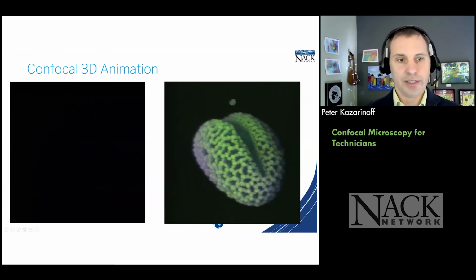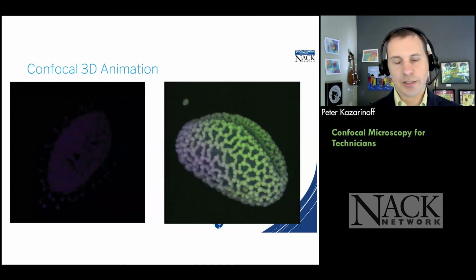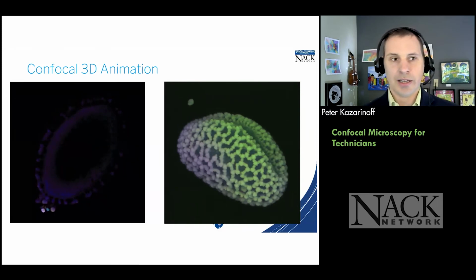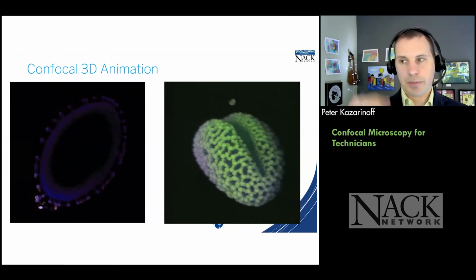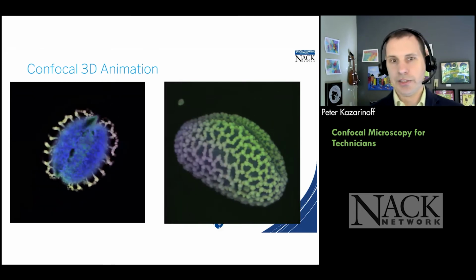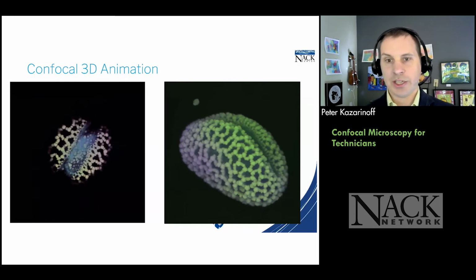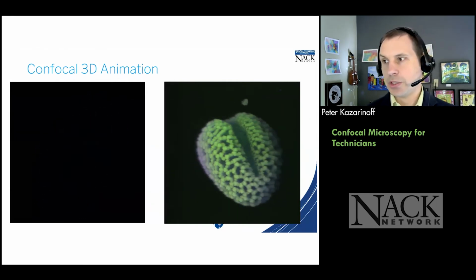These two images were generated from some pollen. On the left-hand side, this image is the sequential slices animated through time. And on the right-hand side, those sequential slices are built up together. And in software, you can create a three-dimensional object and then rotate that three-dimensional object through space.